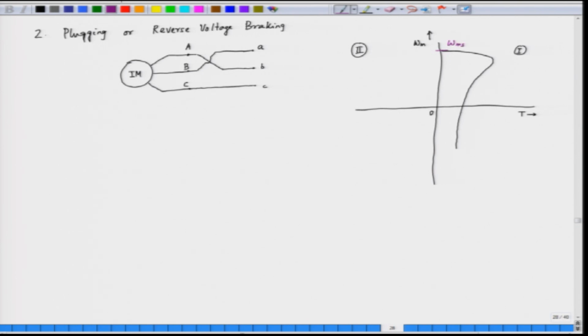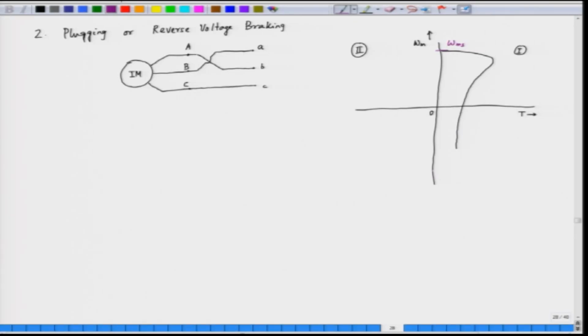Now, when we change the phase sequence of the motor, the synchronous speed reverses. It means it becomes minus omega ms. So, we get a negative synchronous speed, which is here, and this is minus omega ms. Now, we again draw the torque speed characteristic here. So, this is the torque speed characteristic.